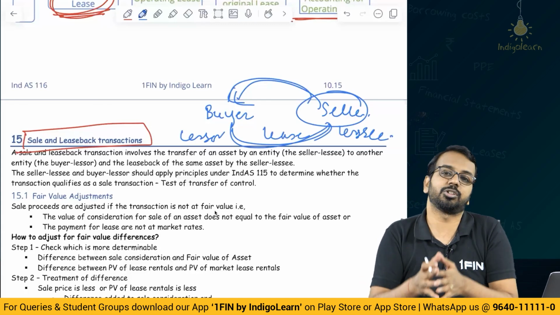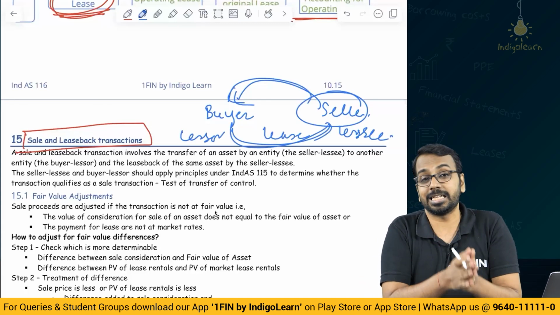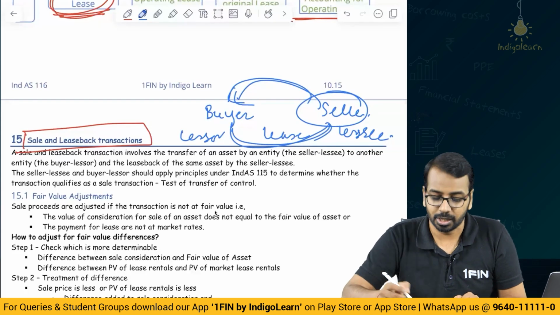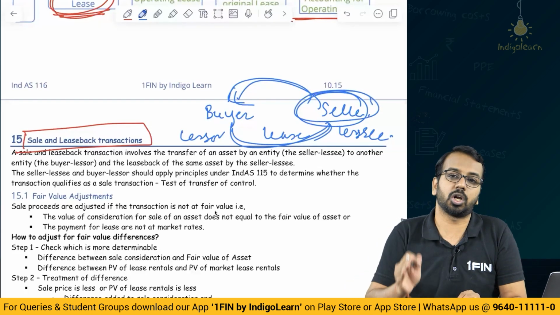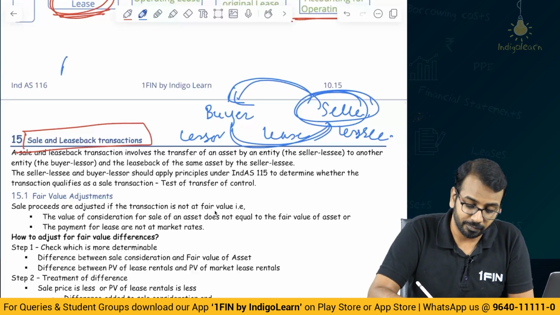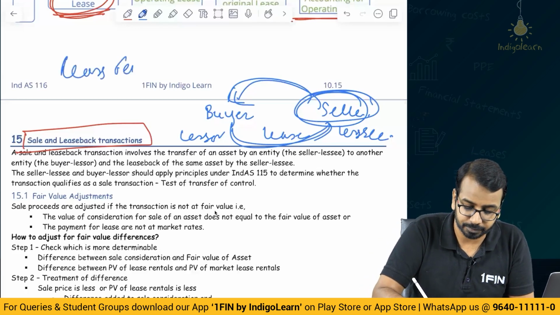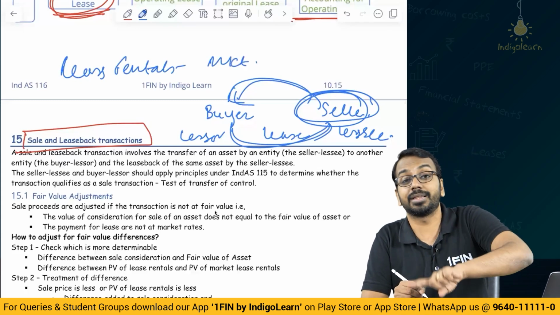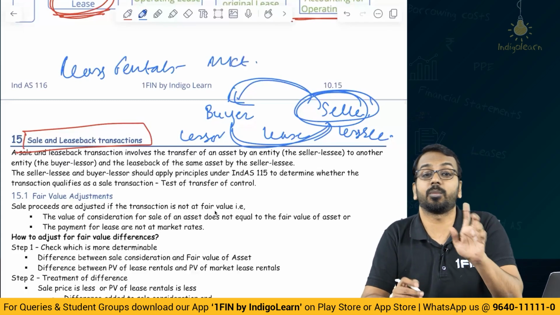The principle here is that if any right has been retained, then on that component you cannot recognize profit or loss. So the seller can recognize the profit or loss only on the portion that has been transferred. Also, we have to see whether the lease rentals are in line with market terms or not, and whether the sale transaction is with respect to market terms or not.